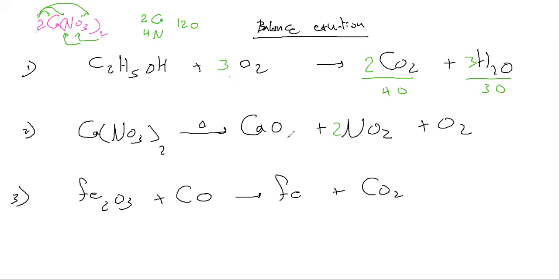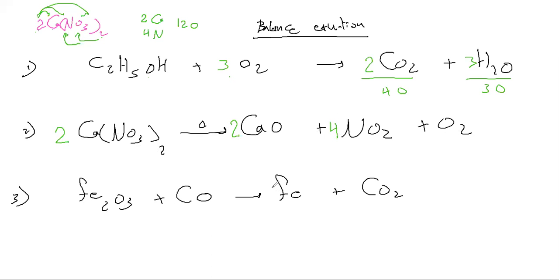4, 6, 7. If you have odd and even, so you must multiply by 2. So 2Ca, it will be 2. N is 4. 2 multiplied by 2, it will be 4. After that, for oxygen, we have 12. 2 multiplied by 3 multiplied by 2, 12. We have 8 plus 2, 10 plus 2, 12.